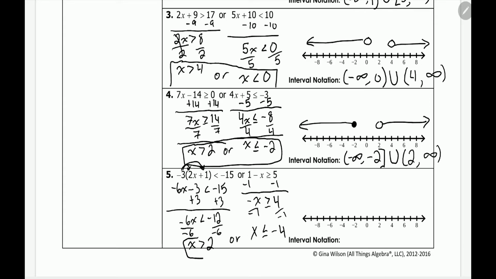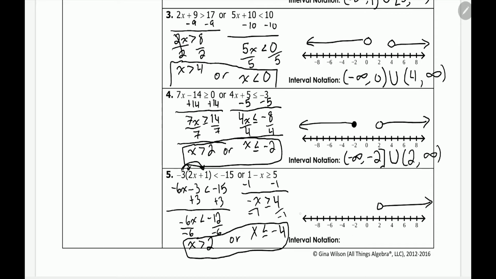We have to graph these two things. And remember, whenever you multiply or divide by a negative, you have to flip the sign. Okay, first one is x is greater than 2. We go over to 2. We have an open circle. Since we're looking for the numbers that are greater than 2, they are to the right.